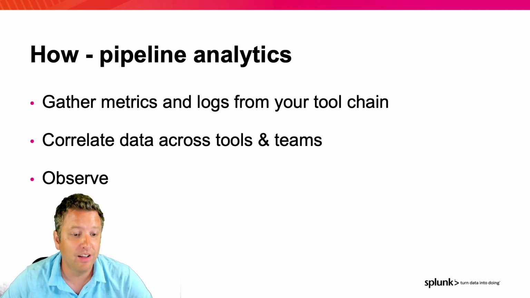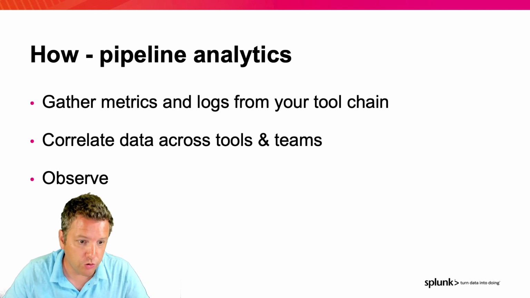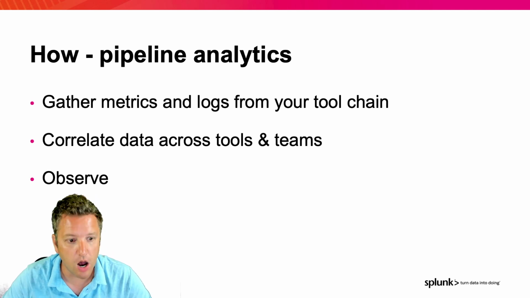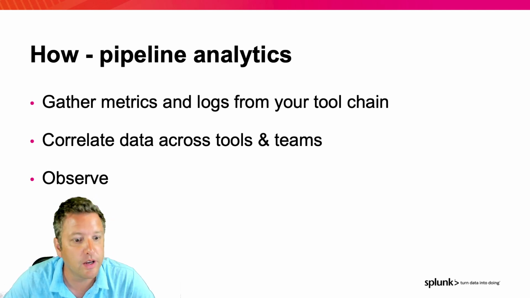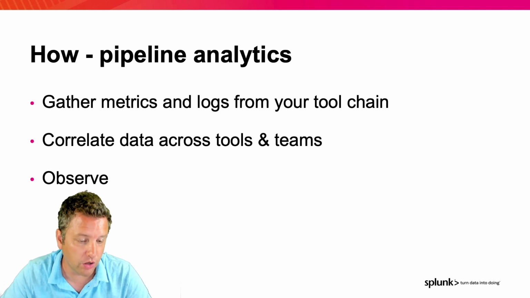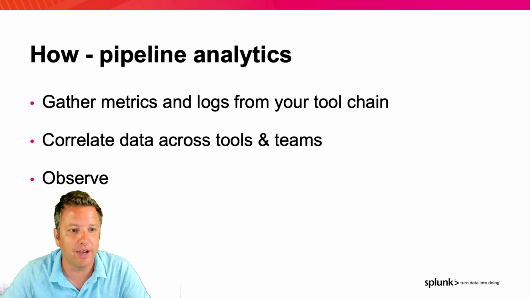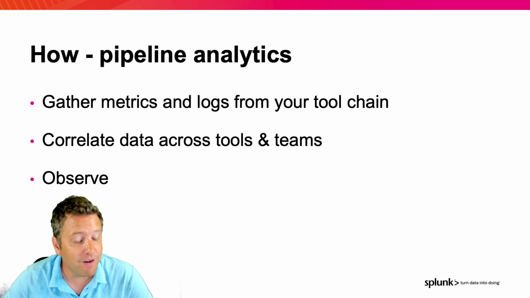Once you have figured that out, then you're going to gather metrics and logs from the tools in your tool chain. There's a lot of ways to do this. We're usually familiar that most tools produce logs. For example, if you're using Jenkins, it produces logs. You can take those logs and store them into your logging platform. That is the foundation of getting the data in for pipeline analytics. But you have other ways.